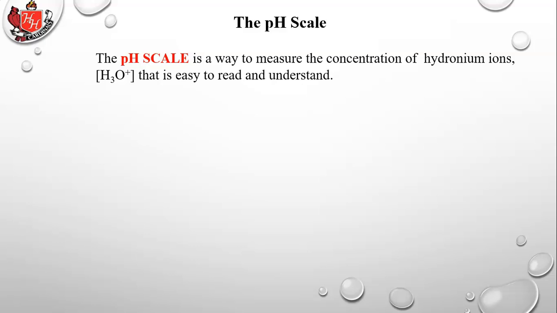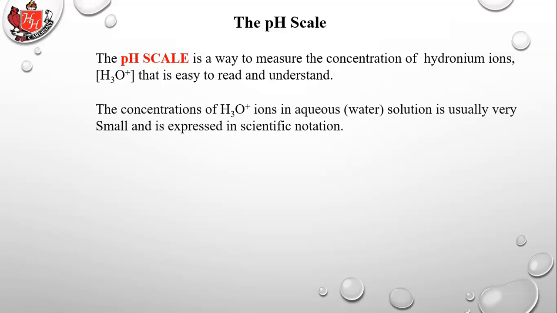So now let's get into the pH scale. You've all probably heard of the pH scale, maybe didn't totally understand what it was, except it had something to do with acids. So the pH scale is a way to measure the concentration of hydronium ions. Remember, concentration of hydronium ions is what makes an acid. The more hydronium ions, the stronger the acid. And it gives a way to measure the concentration of hydronium ions that's easy to read and to understand.